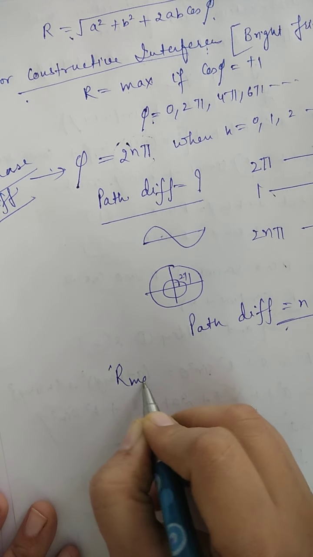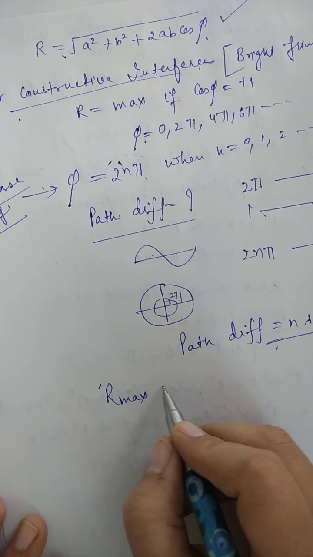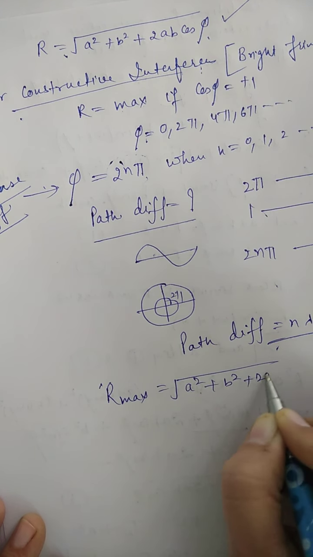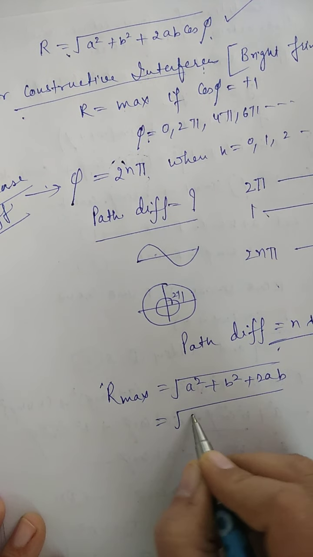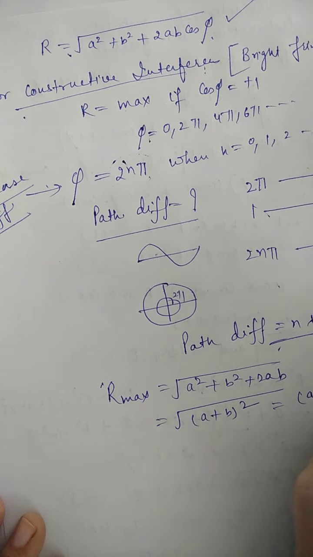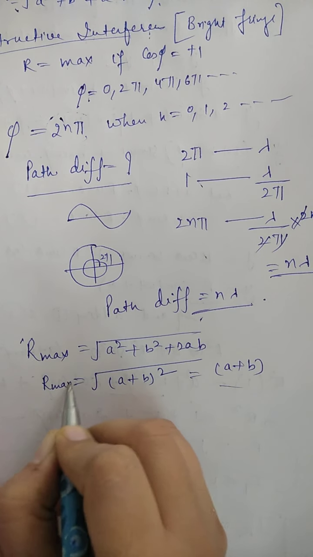R maximum is, if you put the value of cos phi as +1 in this equation, a square plus b square plus 2ab cos phi, with cos phi as 1, it is under the root of (a plus b) whole square. So it is a plus b. Our maximum is a plus b.